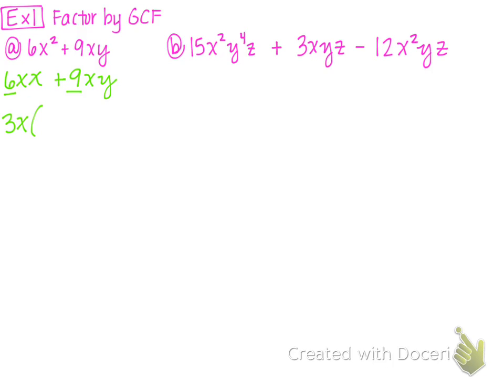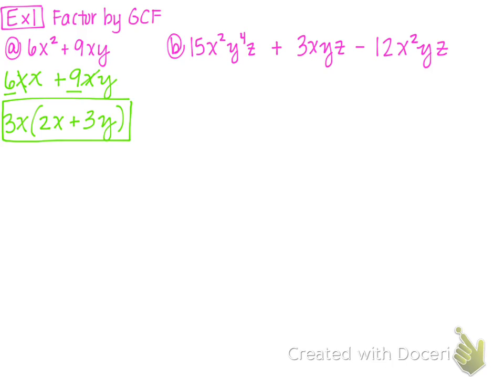6 divided by 3 gives us 2. x squared divided by x gives us x. See, we got an x left because we pulled that x out. Plus 9 divided by 3 is 3. We took this x away, and then we have y. And the way you can check these is simply by using the distributive property. 3x times 2x is 6x squared, which we're good to go on that one. And 3x times 3y is 9xy. So we get back our beginning. So here is our factored binomial.